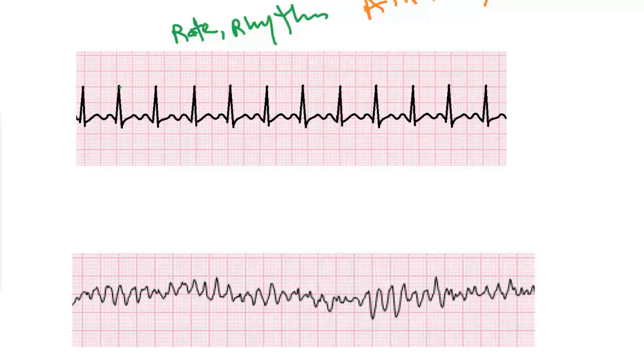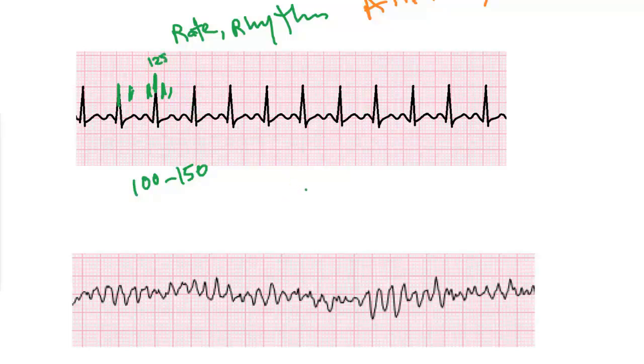Let's use the rule of 300. Between 2 to 3 boxes away is the heartbeat here, meaning that this patient's heart rate is between 100 to 150. If we want to be more accurate, it's somewhere in between the box, so I would say about 125 beats per minute.